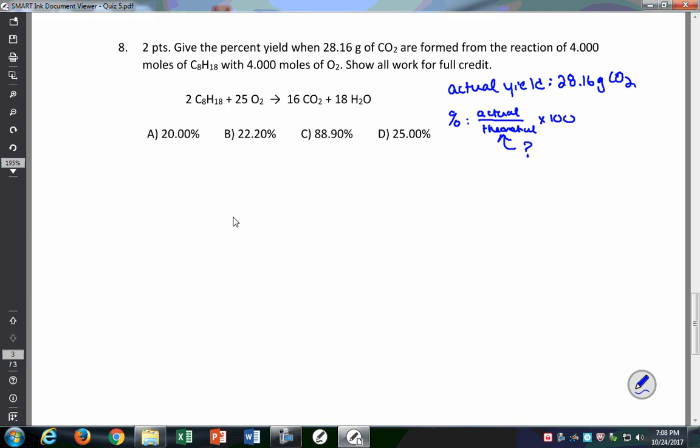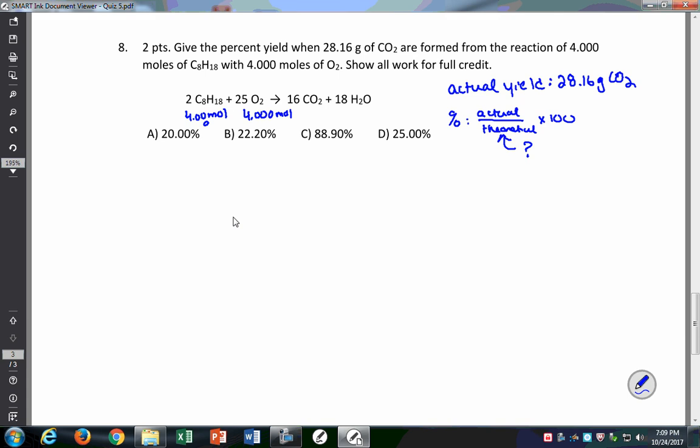So we are told we took 4 moles of C8H18 and 4 moles, I left off an oxygen, of O2. And we want to know what's our theoretical yield of CO2. So we need to calculate our possible yield using both of those reagents.